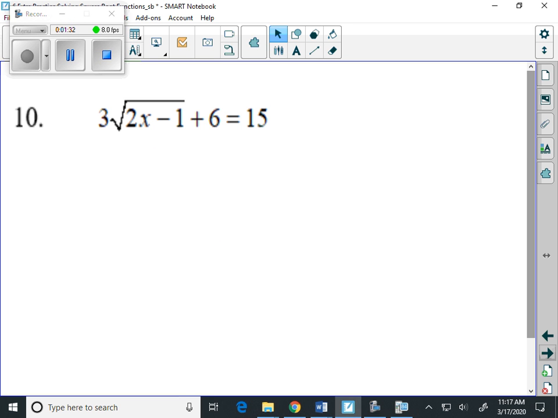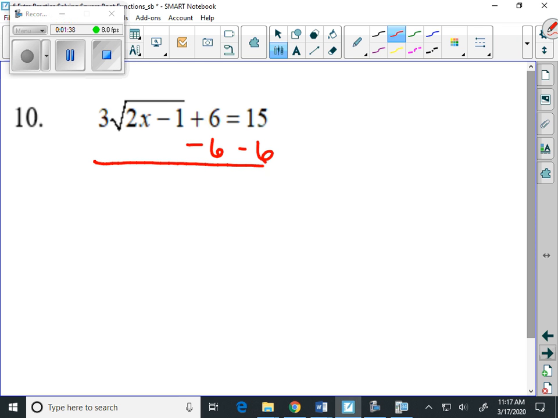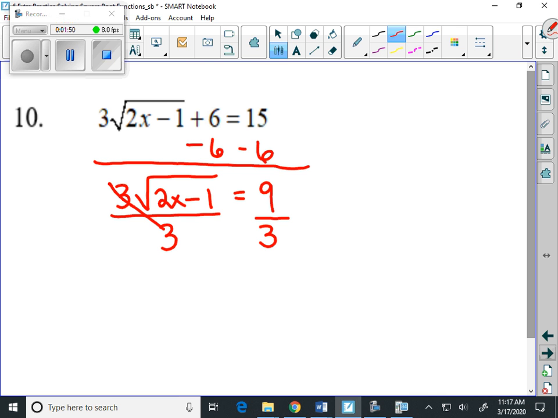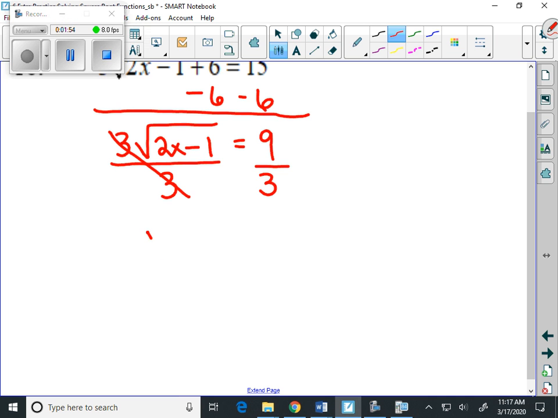Number 10, isolate. Subtract 6 on both sides. And we get 3 times the square root of 2x minus 1 equals 9. Well, it's 3 times the square root. We're going to divide both sides by 3. And then we've got the square root of 2x minus 1 equals 3.